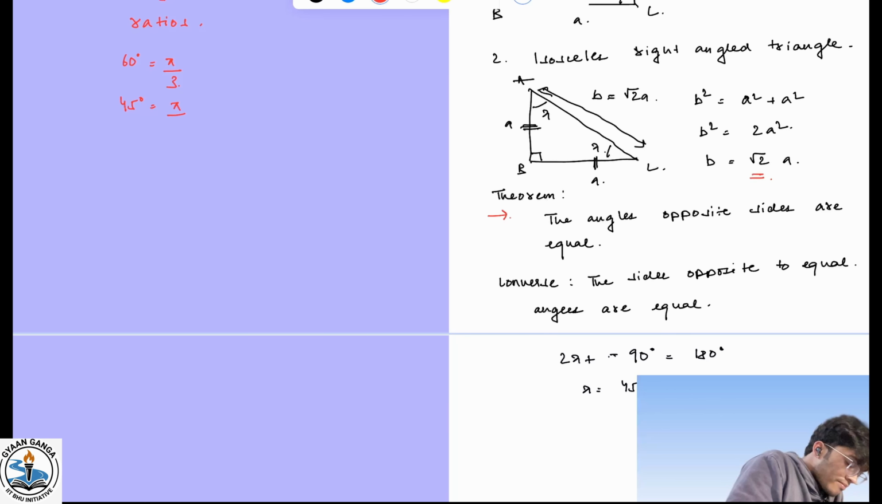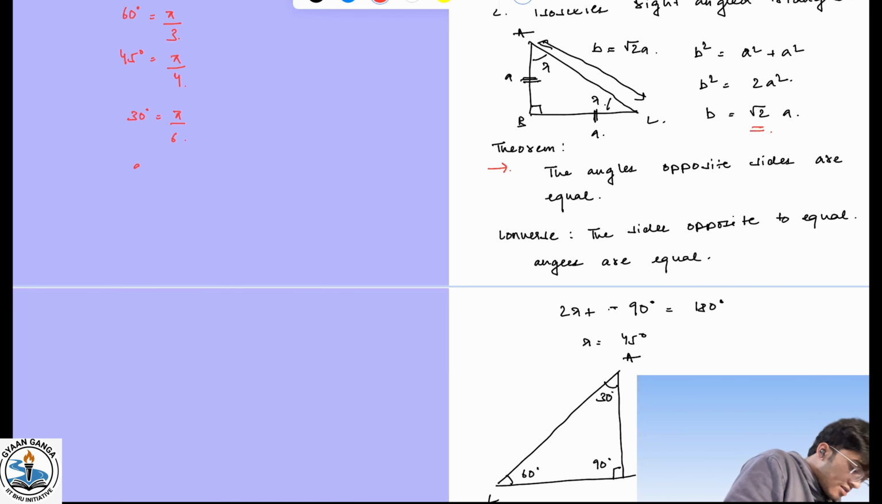So this type of triangle again is very frequently observed, and the third common angle which is observed in case of triangles is 30 degree, which is denoted as pi by 6, and obviously 90 degree is again frequently observed.